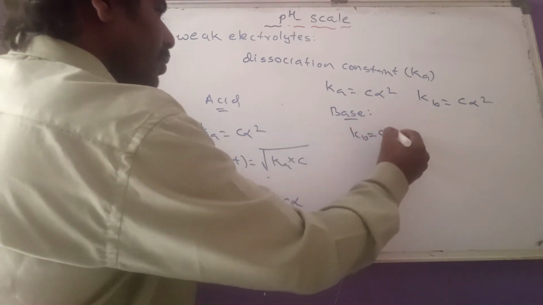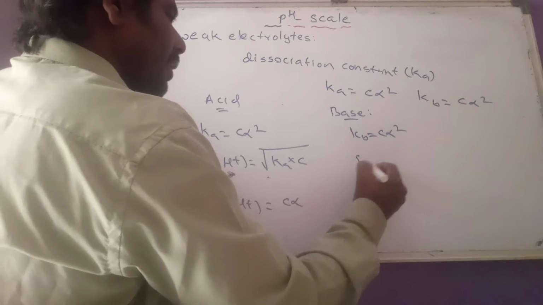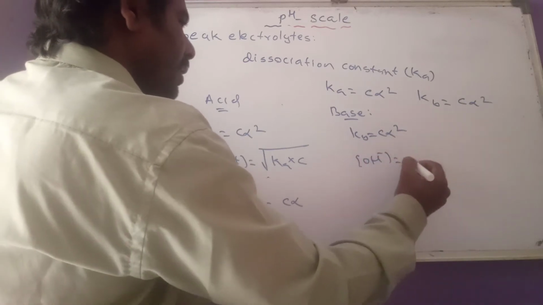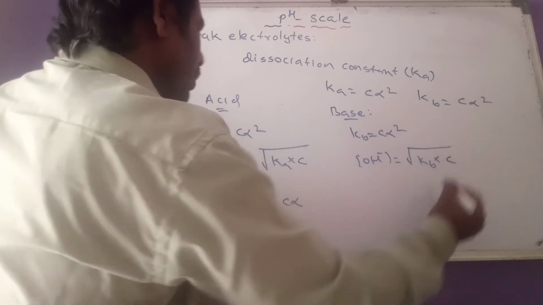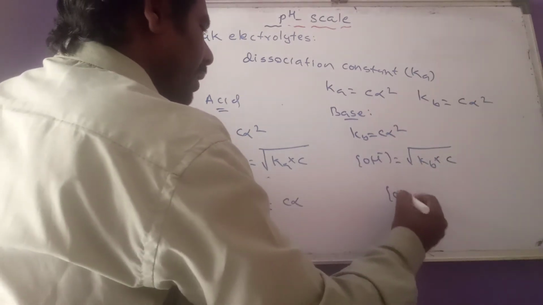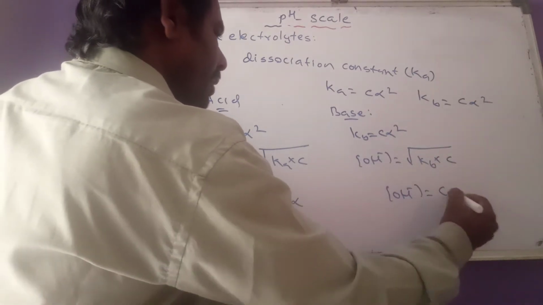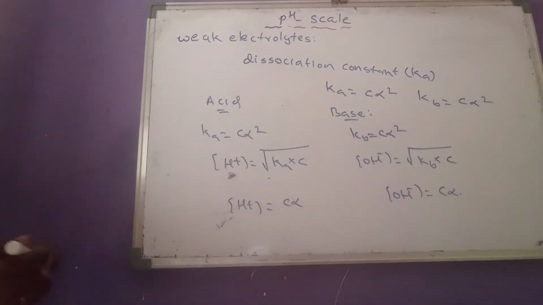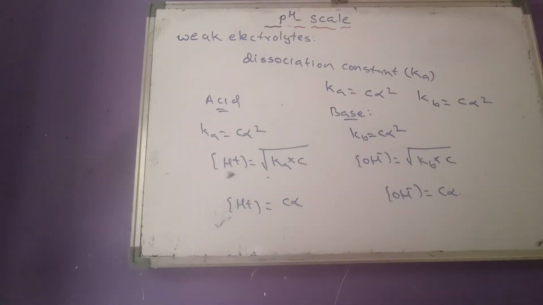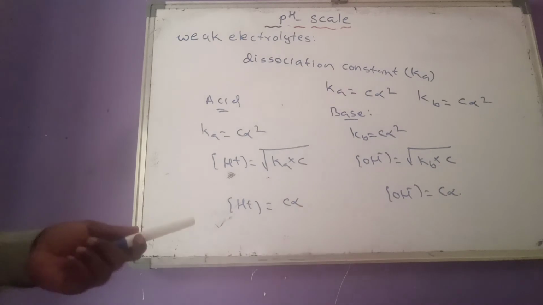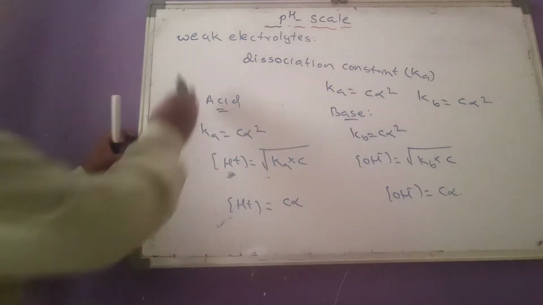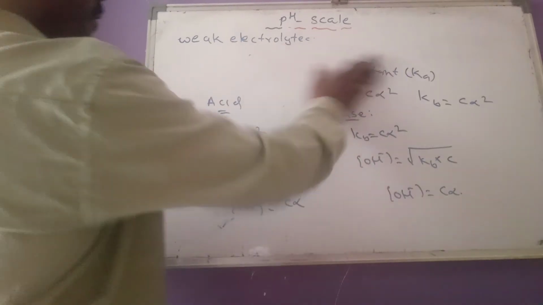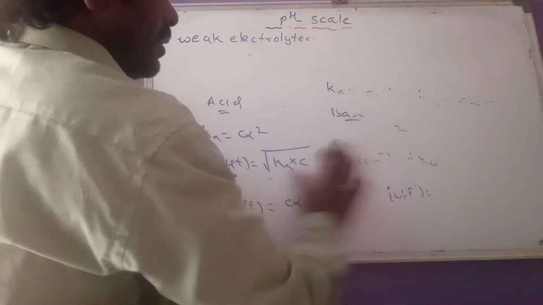Similarly, for a base, we have to apply the same concept. Kb equals C alpha square. OH minus concentration equals root over Kb into C, and similarly OH minus concentration equals C alpha. So these are the formulas we have to use to calculate H plus ion concentration and OH minus ion concentration for weak electrolytes.